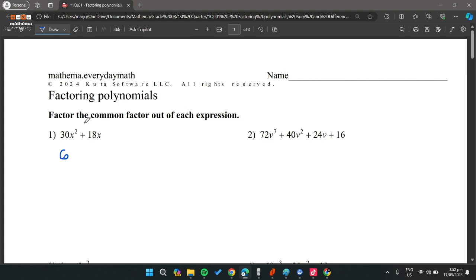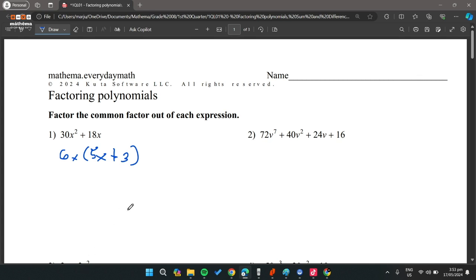We have common x. And what is the lowest degree of x? That is just 1. So, we will write x. When we factor out 6x, what will happen? 30x squared divided by 6x will give us 5x. And then just copy the sign, that's plus 18x divided by 6x, that is just 3. So the factors of this expression, 30x squared plus 18x, are 6x and 5x plus 3. That will be our process.